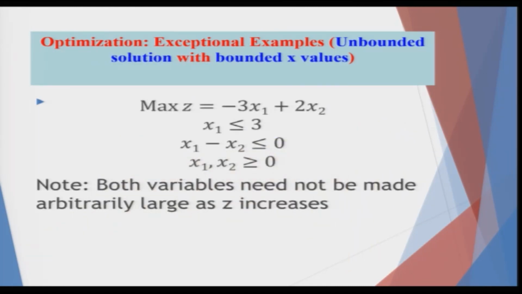Next, first, let us read what is written here. It gives you unbounded solution, but bounded x values. That means, one or more of these x's are such that they are not infinite, but the actual value of z is infinite. So, it may be possible that if there are two variables, one x is bounded, has a fixed value or not infinite value, but the actual value of the other x is infinite, hence the objective function z is infinite.